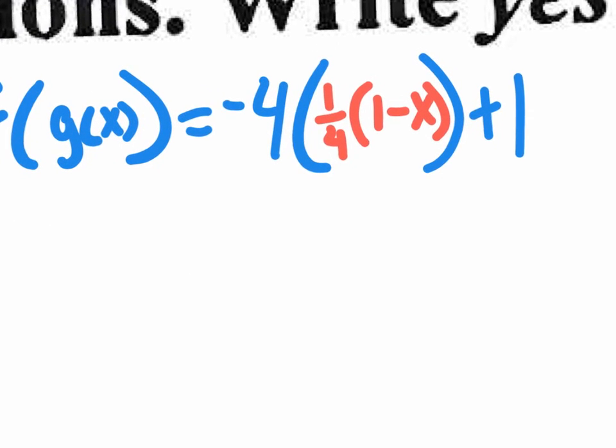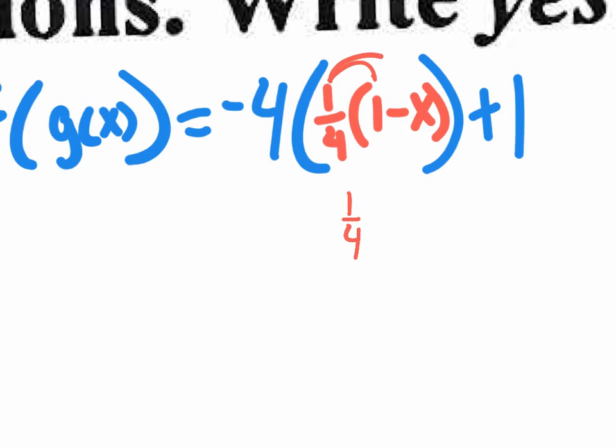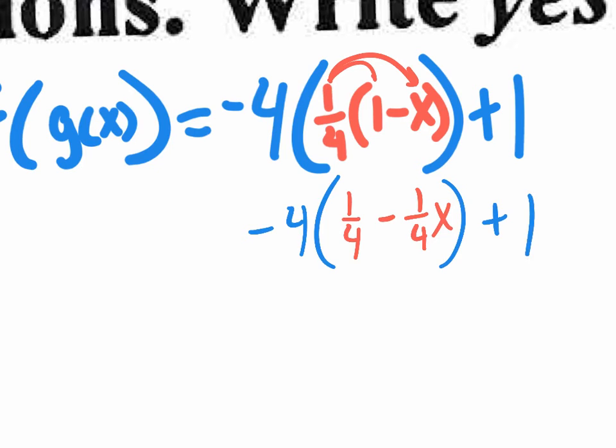Let's zoom in right here. Let's see what happens. You start with the inside of the parentheses, and even on the inside, we're going to distribute that 1/4 to each of those. So when I go 1/4 times 1, that's 1/4. When I go 1/4 times negative x, that's negative 1/4 x, correct? I still have the parentheses, I still have the negative 4 out here and the plus 1 out here. Next step would be to distribute. Negative 4 times 1/4, that's just a negative 1. Negative 4 times negative 1/4, that's going to be a positive 1x, or just x. And of course, I still have the plus 1.